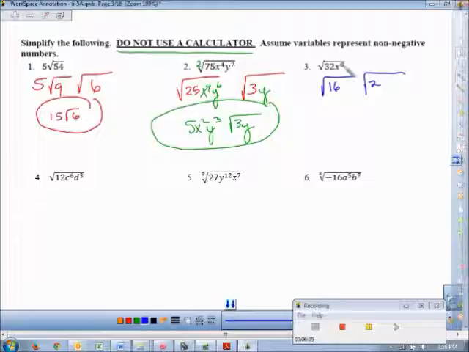And then x to the 8th. 8 is a multiple of 2, correct? That means the whole thing's perfect. That's all perfect over there. Rock and roll? So then this we will square root. 4x to the 4th square root of 2. Rock and roll? Why don't you pause the video and give number 4 a shot for me.